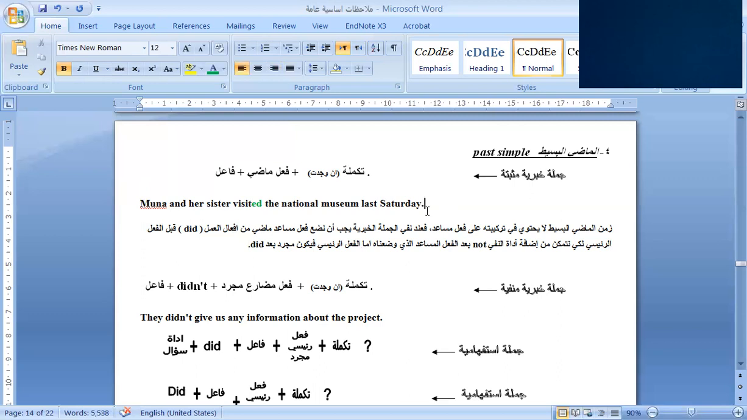They visited the museum last Saturday. Okay. These words refer to the past.